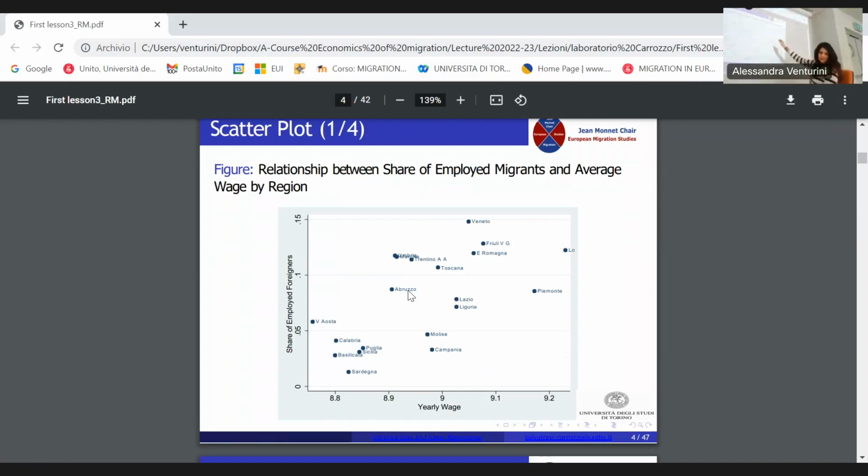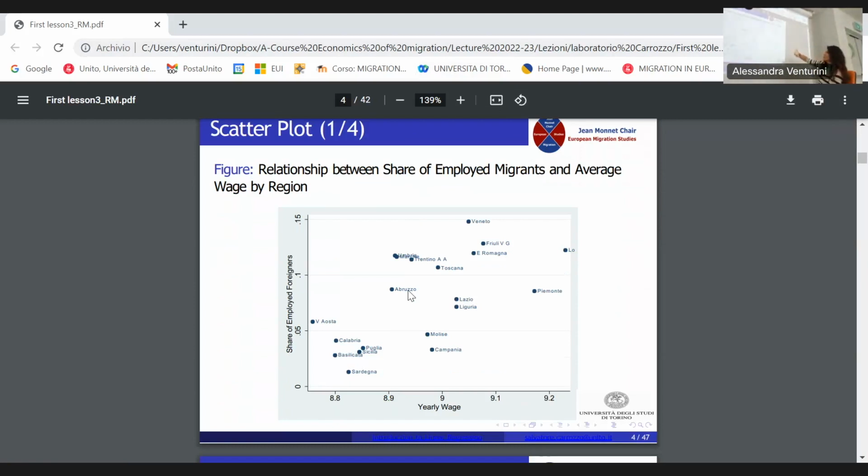So it seems that some regions, such as Veneto, Friuli Venezia Giulia, Lombardia, Emilia Romagna, present a higher yearly wage. You have here Lombardia. Here you have Sardinia, Basilicata, Calabria, Puglia, Sicily. Over there you have Lombardia, Friuli, Veneto.